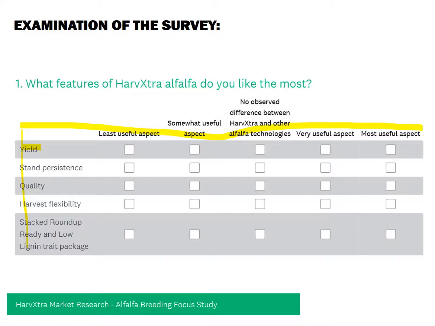Stand persistence. So how long will the alfalfa stand be in the field? Quality. Are they able to put up high quality hay? Is that important to them? And that is the purpose of some of the genetics behind this particular trait, is to really increase the quality as well as provide flexibility of either going for more yield or stand persistence and quality.